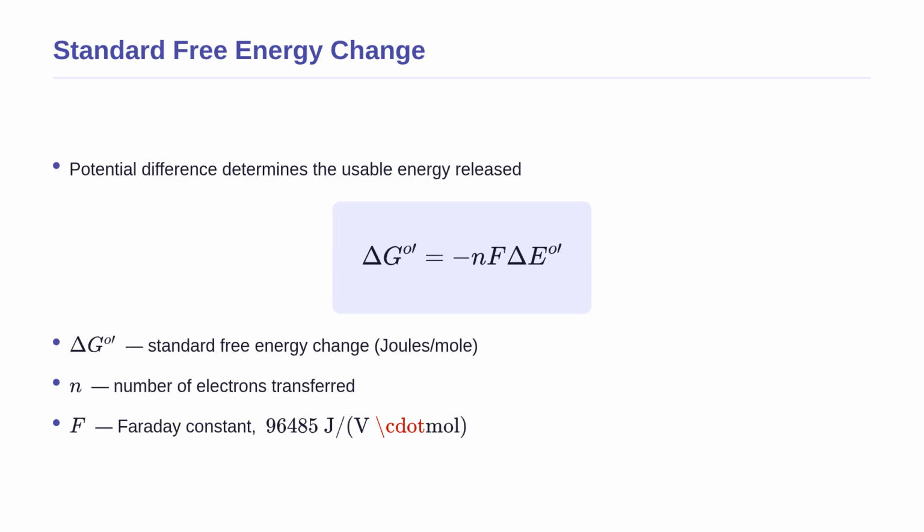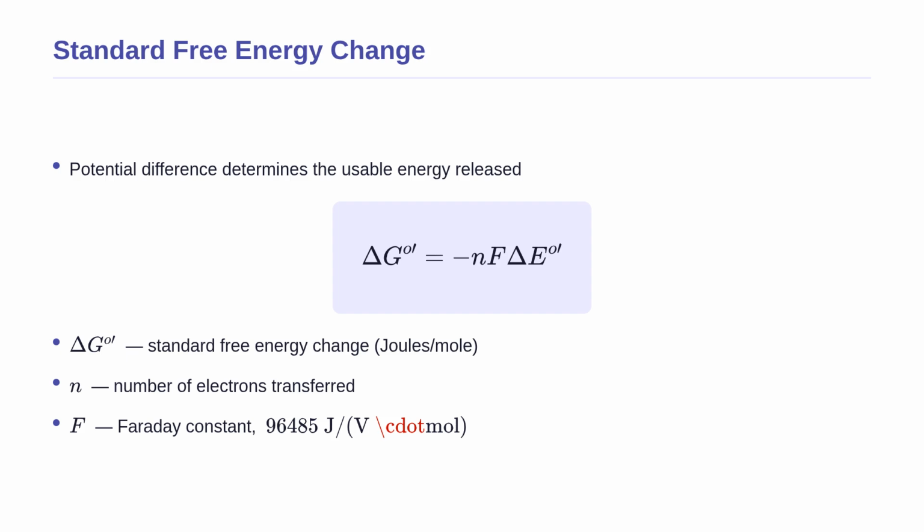With the potential difference calculated, we can now determine exactly how much energy is released to pump protons. We use the relationship between standard free energy change and reduction potential. The formula is ΔG°' equals negative N times F times ΔE°'. ΔG°' is the usable energy released, measured in joules per mole.